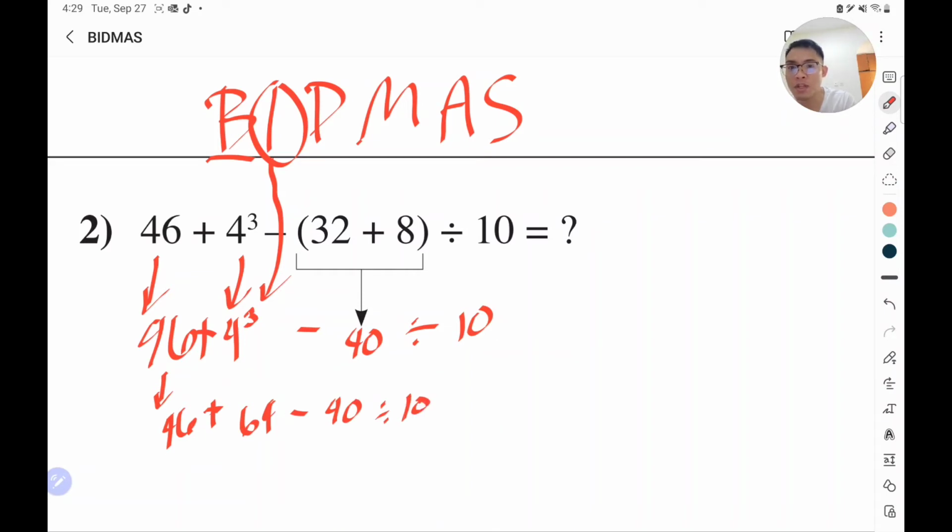After doing that, we need to do addition or multiplication, whatever comes first, from left to right. So we need to do division. This is division, which is equal to 40 divided by 10, that is equal to 4. Then copy everything. Here we have 64, and then here we have 46 plus 64.